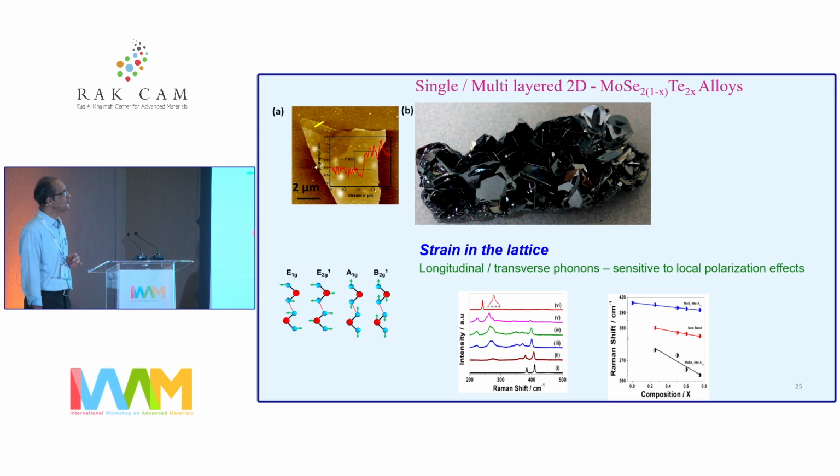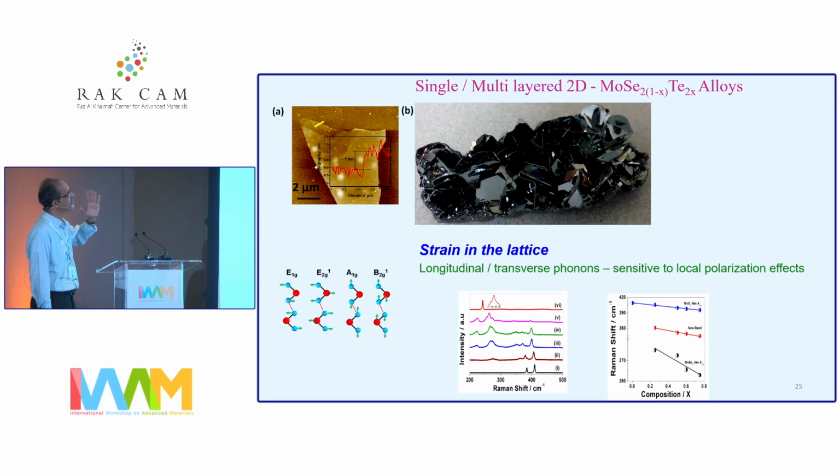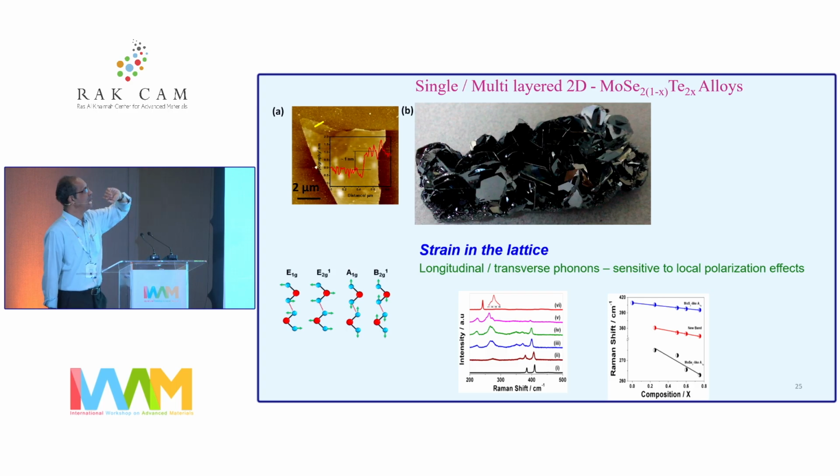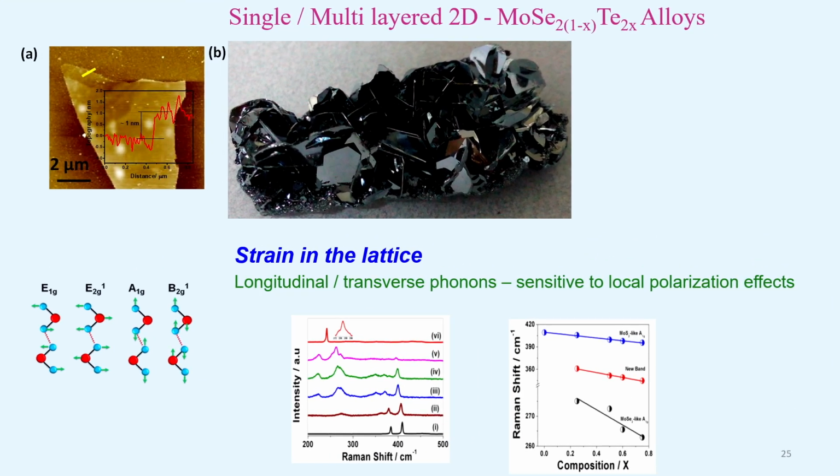But before I go on to the organic material, I just want to tell you, this is a single crystal of molybdenum selenide telluride alloy, as you see here. We look at the strain in the system using Raman spectroscopy and understand this by what we call two-mode behavior, and see that even without any external pressure, just because I have changed some of the selenium to tellurium or sulfur to selenium, you have strain within the lattice.